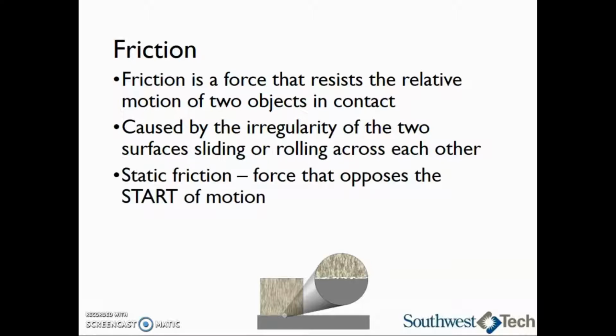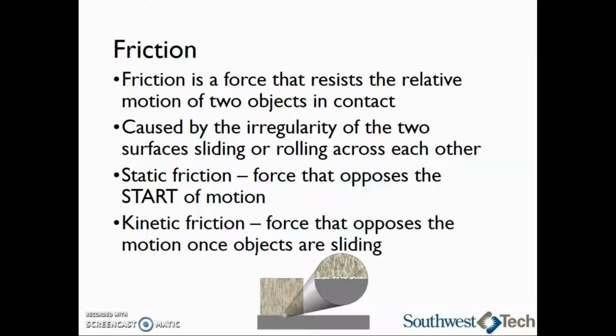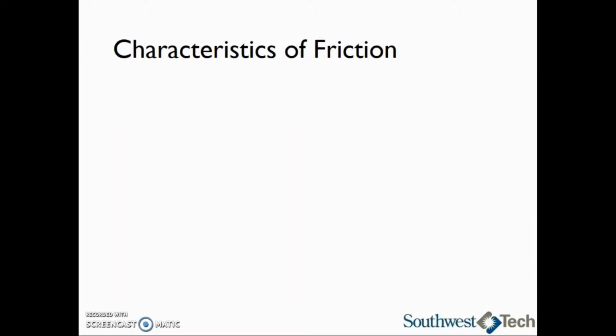Static friction is a force that opposes the start of motion, while kinetic friction is a force that opposes the motion once the objects are already sliding against each other. Assuming you are looking at the same sets of surfaces in contact, static friction will always be greater than kinetic friction. There are three main characteristics of friction that we are going to discuss.